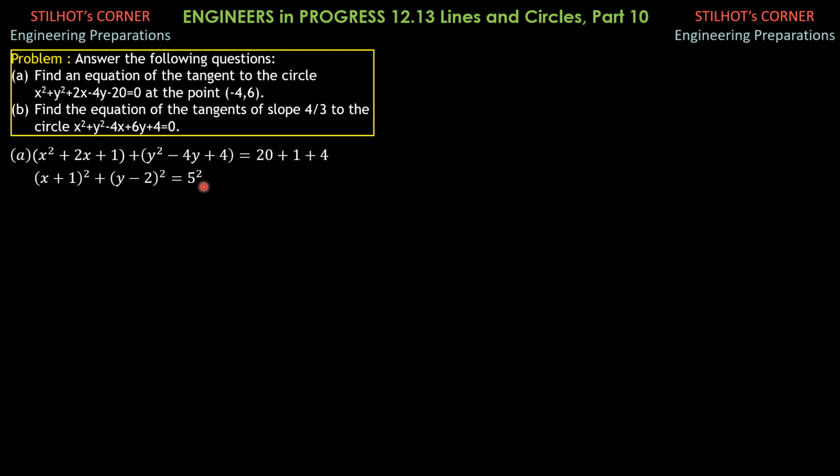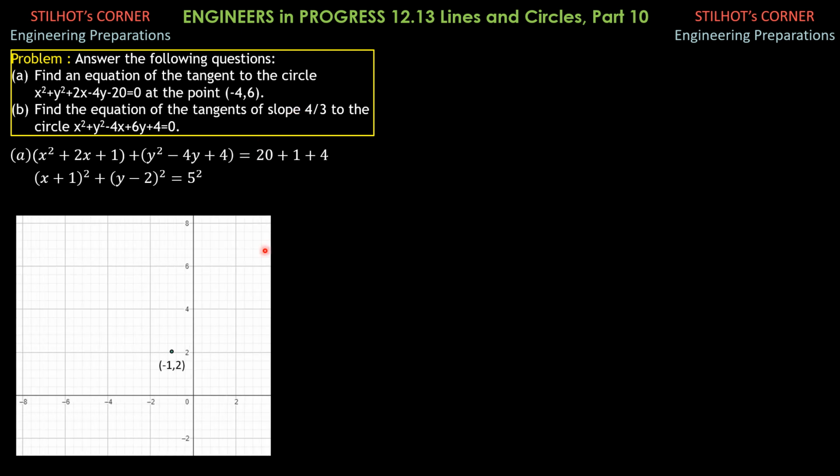So let's sketch it on the graph. Sketch the graph of the circle, the point of tangency and the tangent. So the center is (-1, 2), radius is 5. Take note that the graduation is by 2's. Then the point (-4, 6) is here, and that's the tangent there. Then from there, because there is a point of tangency, we can connect the center and the point of tangency, which is the radial line or the radius, and the radius is, remember, perpendicular to the tangent.